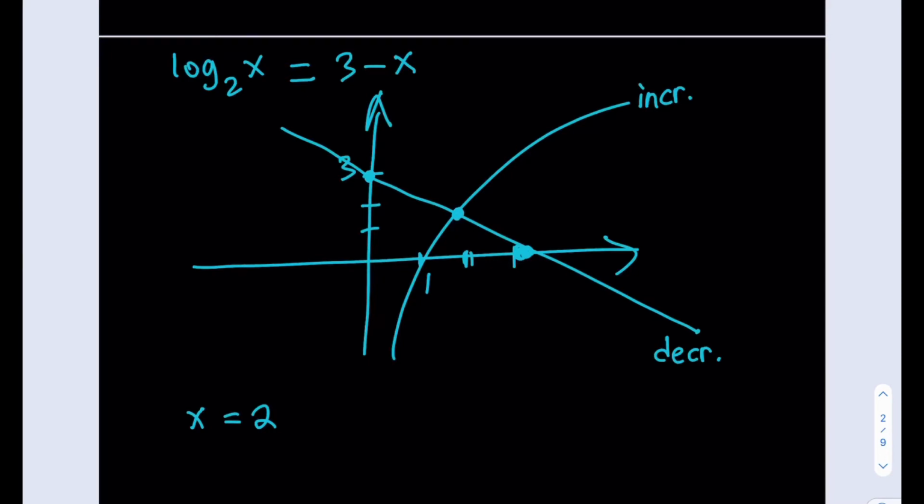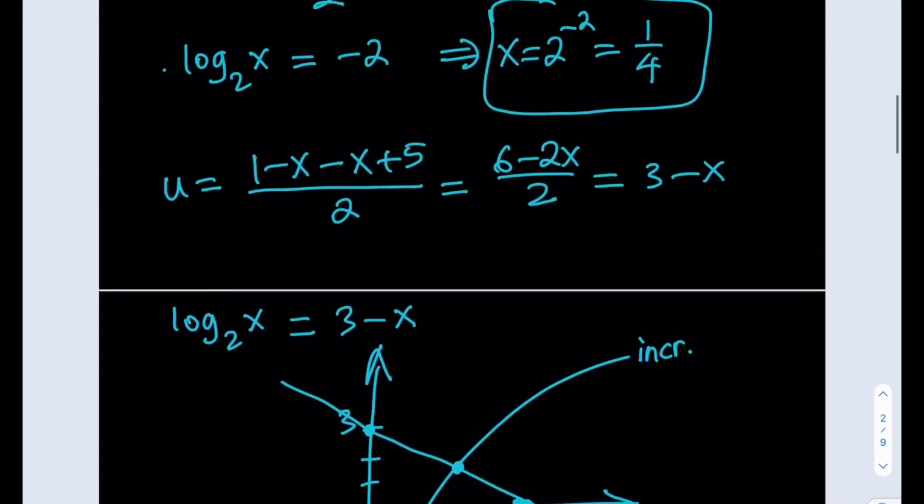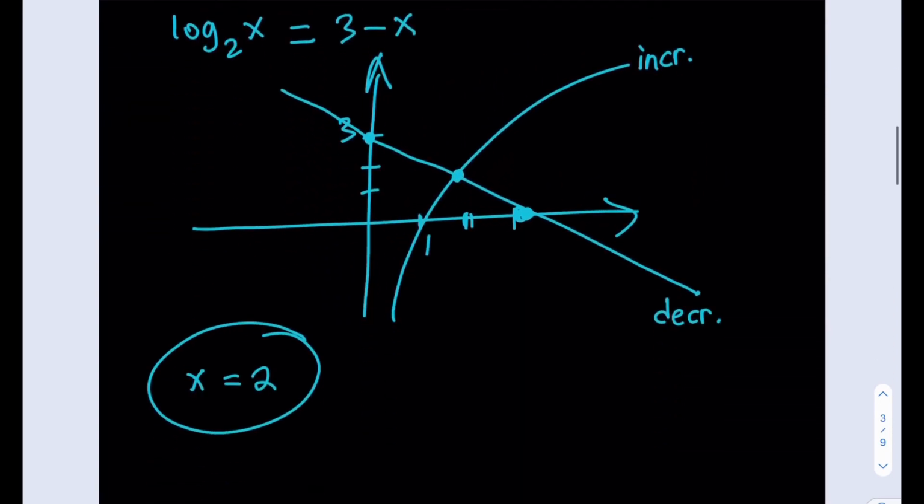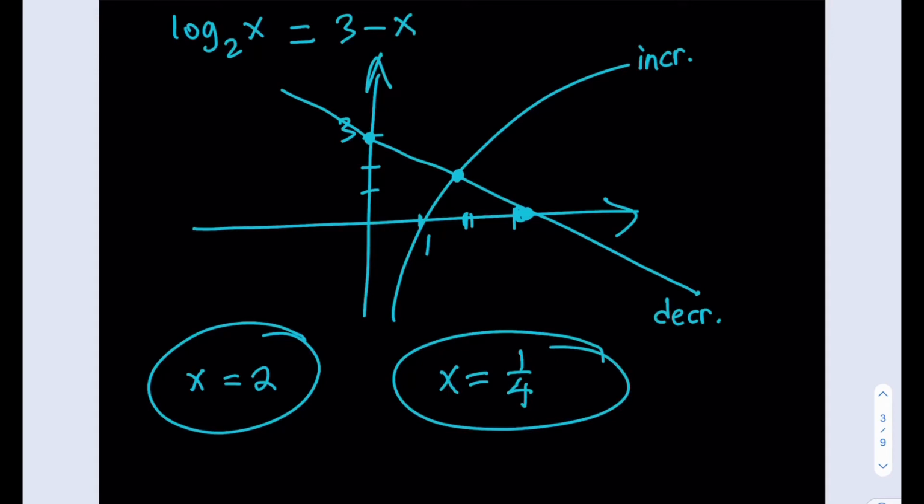So x equals 2 is a valid solution because x is greater than 0, which means that this is going to be our second solution. As you know, our first solution was 1/4, and the second solution is 2. So we have 2 solutions to this equation, and that's it. Okay? So we used a little bit of analytical geometry here to come up with the solution.